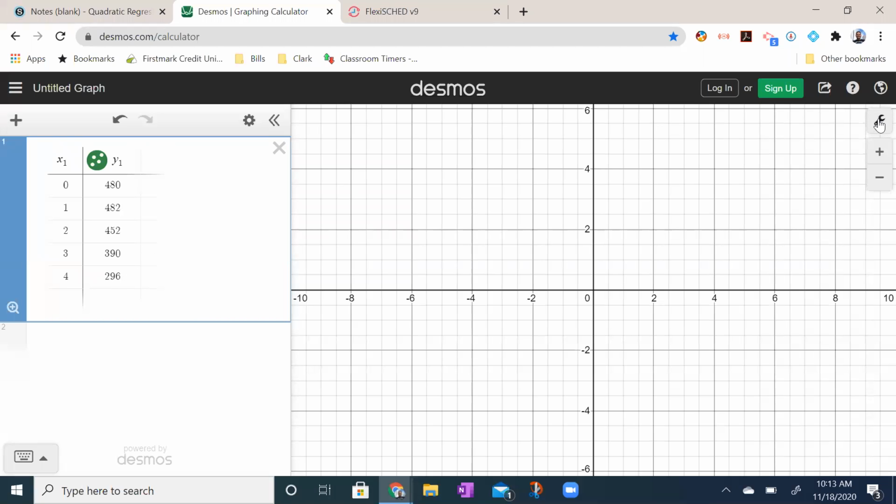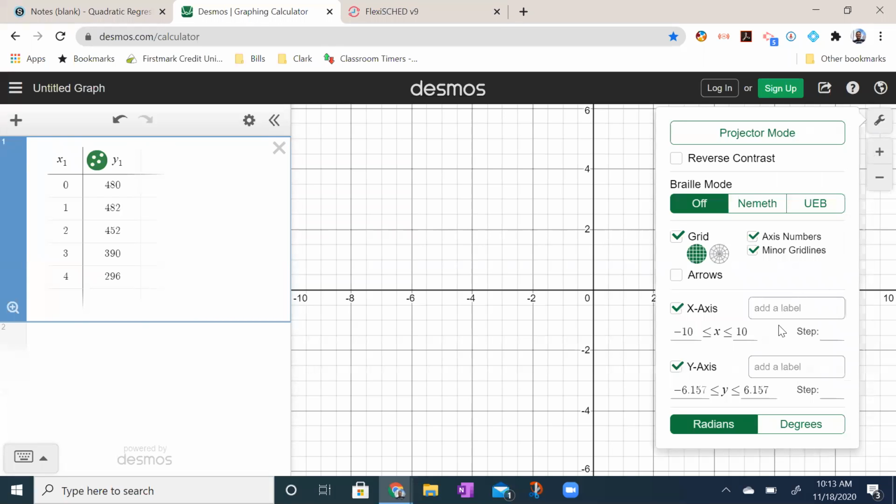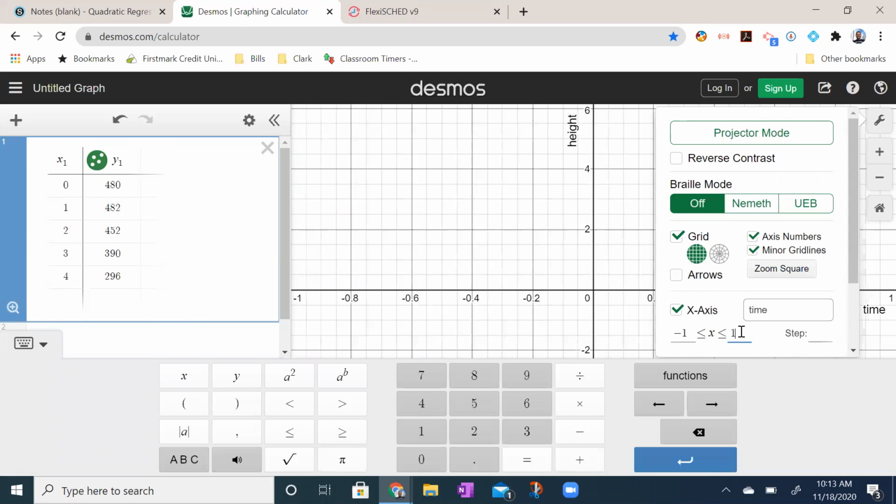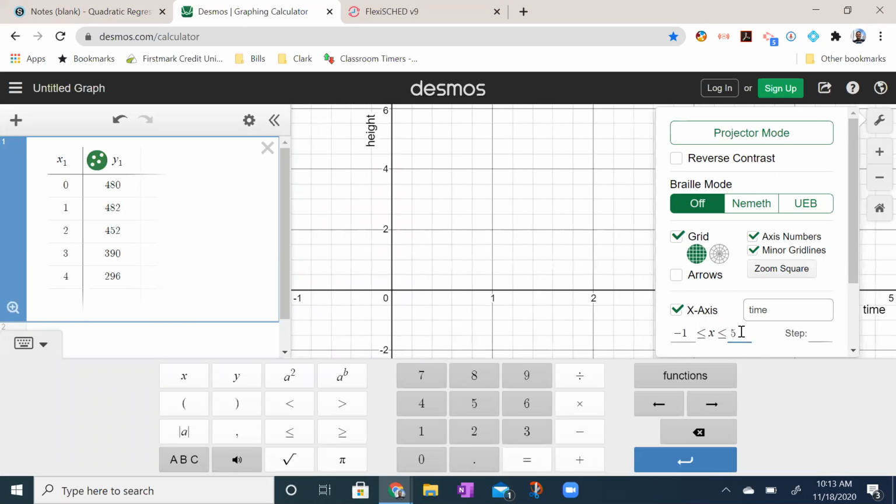All right, so let's create a window, a little bit of domain and range practice so we can see it here. So this one here is going to be time again, so label that, and then this one here will be the height again. So time is 0 to 4. So I'm going to do -1 again, and then since it goes to 4, let's go to 5 seconds after.